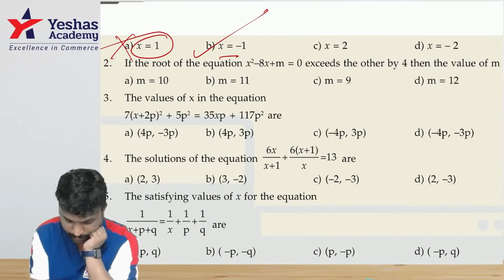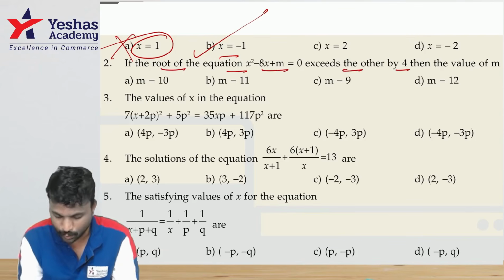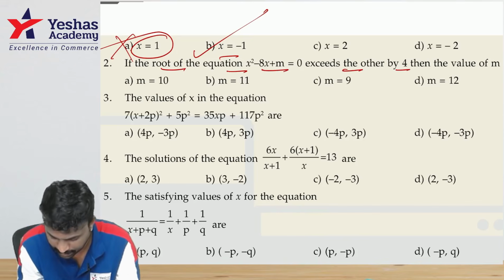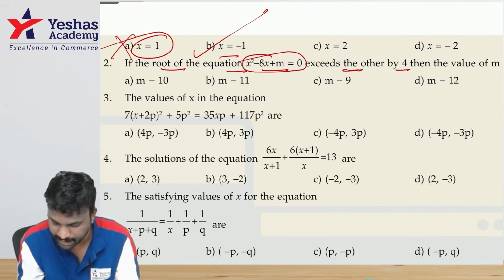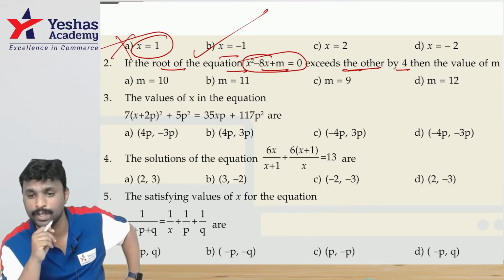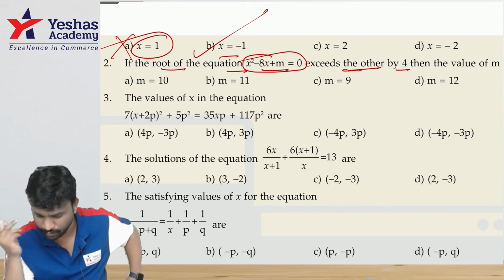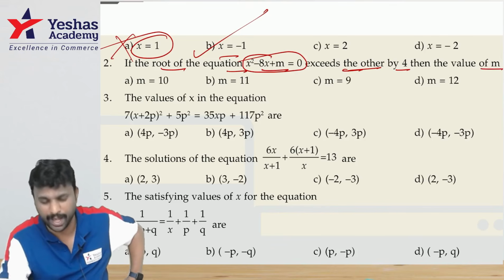Question number 2. If the root of the equation x square minus 8x plus m equal to 0 exceeds the other root by 4. That means the difference between the roots is 4. The difference between the roots is 4. Find the value of m.